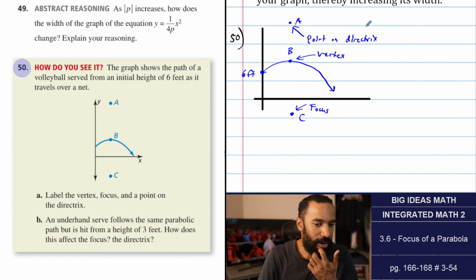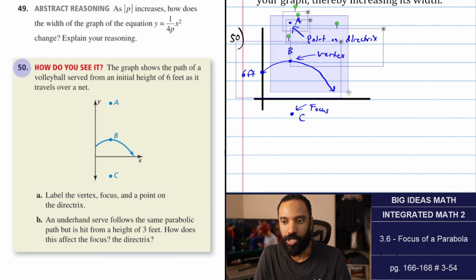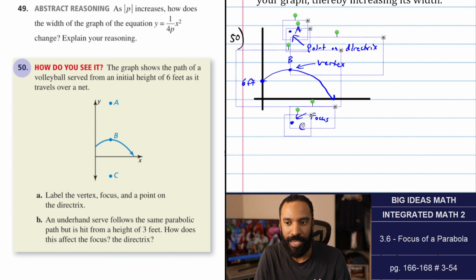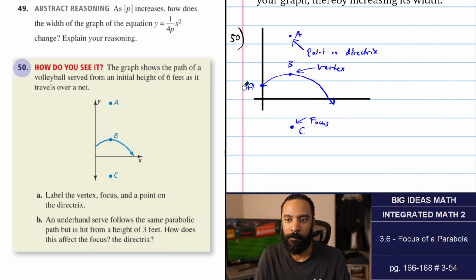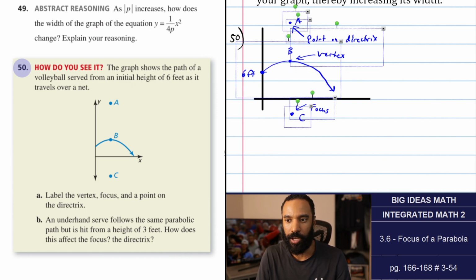Okay, an underhand serve follows the same parabolic path, but is hit from a height of 3 feet. How does this affect the focus and the directrix? So it follows the same path, so everything is going to shift downward. Because it follows the same path, it has the same A. Because it has the same A, it has the same P. And everything goes from 6 feet here now to 3 feet, like that. But everything just goes down with it, right? I know I didn't do very much on that, but that's the idea. So I'm going to undo all that and go back.